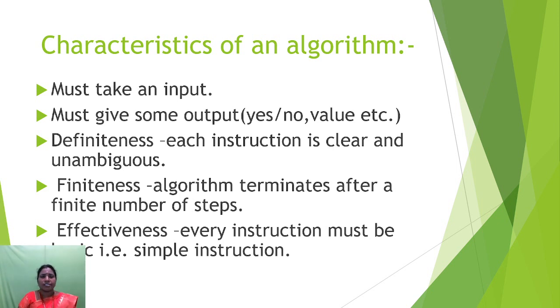Then definiteness, in the sense that each instruction is clear and unambiguous. Finiteness: the algorithm terminates after a finite number of steps. So if we take a number of steps, we must complete the task. Then effectiveness: every instruction must be basic. Basic in the sense that if any beginner comes and learns the algorithm, they can easily understand the instructions. Then only they can make algorithms and programs very easily.